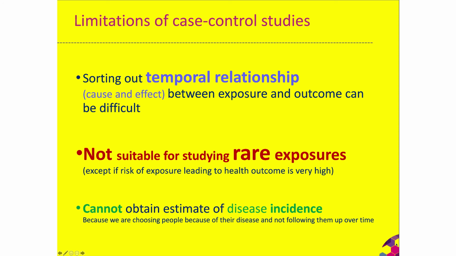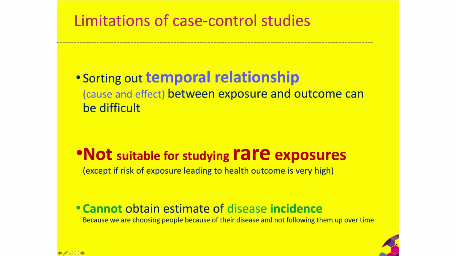Unlike cohort studies, which are fantastic for looking at rare exposures, case control studies are not good at looking at rare exposures. And lastly, we can't look at disease incidence because we've collected the cases, so we cannot find out how often a disease, a cancer, is occurring in a community. We can only do that with a cohort study.